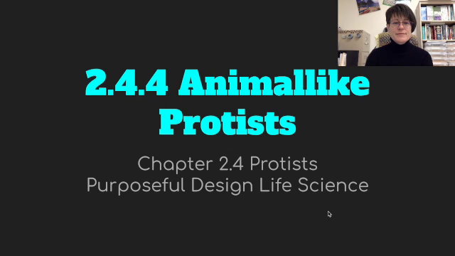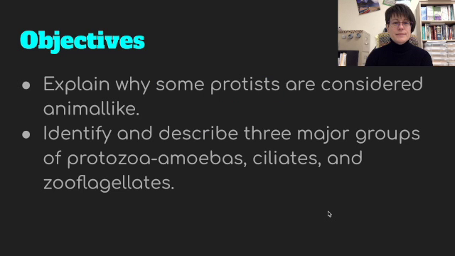The section we're going to talk about today is section 2.4.4 on animal-like protists. So our objectives today are to explain why some protists are considered animal-like and identify and describe three major groups of protozoa: amoebas, ciliates, and zooflagellates.